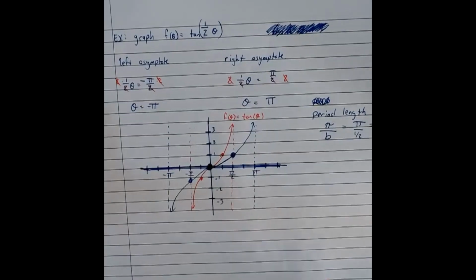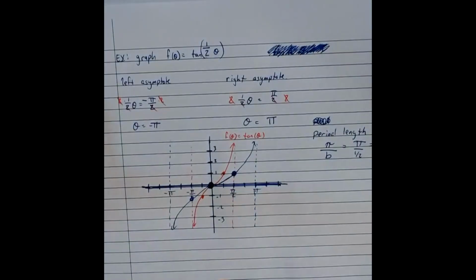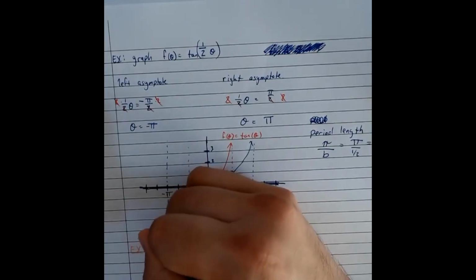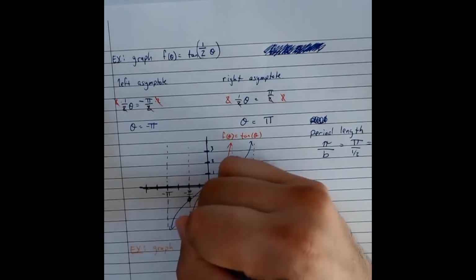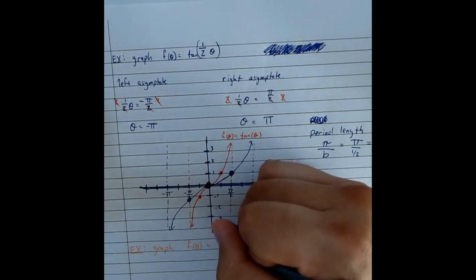All right. Let's take a look at another example. I'm going to go ahead and put it on the same graph here just to compare the values and the graphs. So the next example, let's go ahead and graph f of theta is equal to 2 times the tangent of theta.